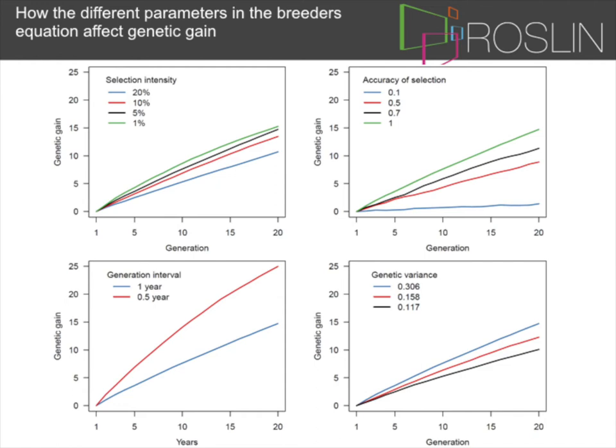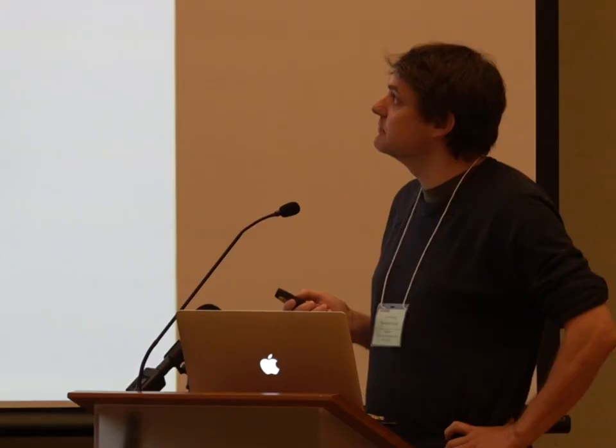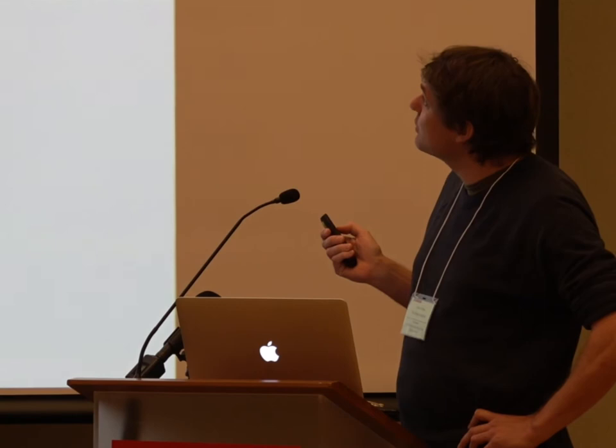maximize my genetic gain, because I can get some increase as I go from selecting 20% of the individuals to 10% of the individuals. But once I go beyond that, there isn't a whole lot more extra benefit to be had by really pressing the selection intensity button. If I look at accuracy, going from an accuracy of 0.1 to an accuracy of 0.5, I get a huge jump in response to selection.